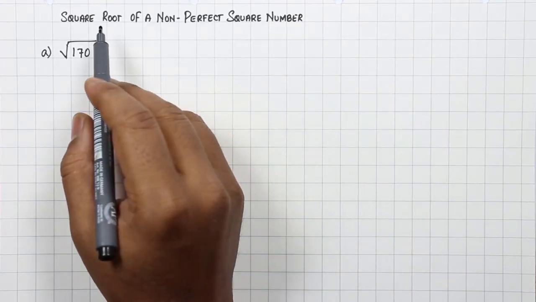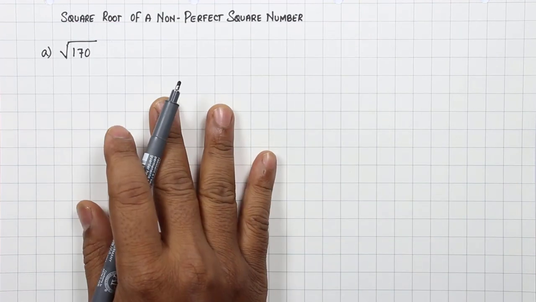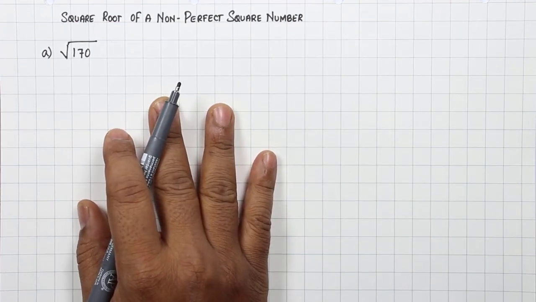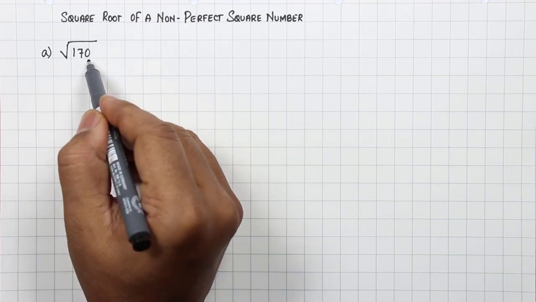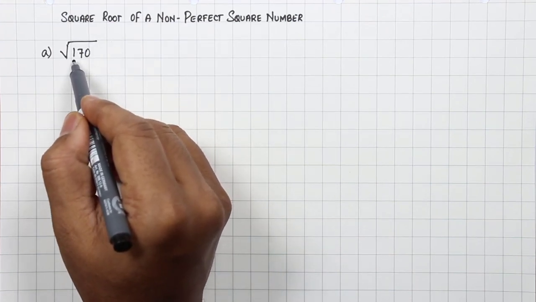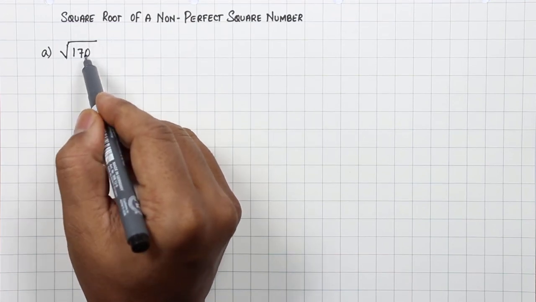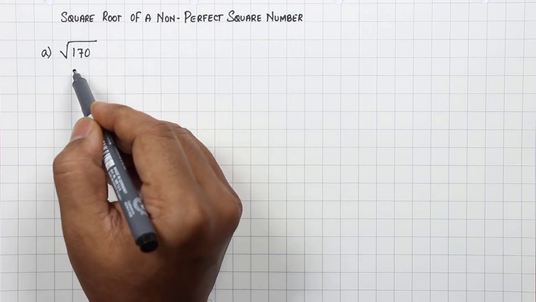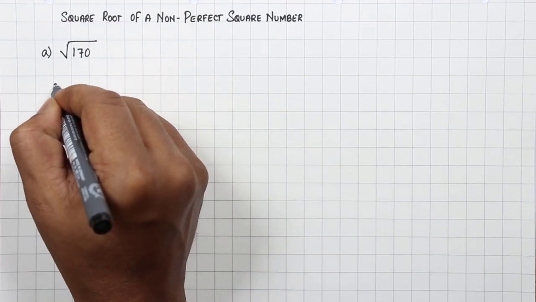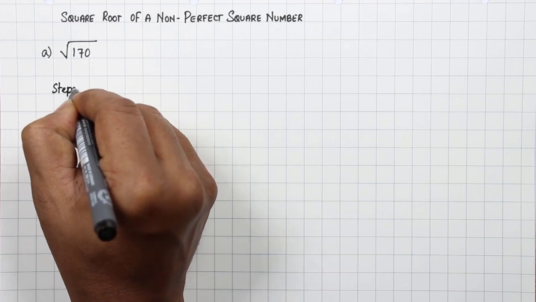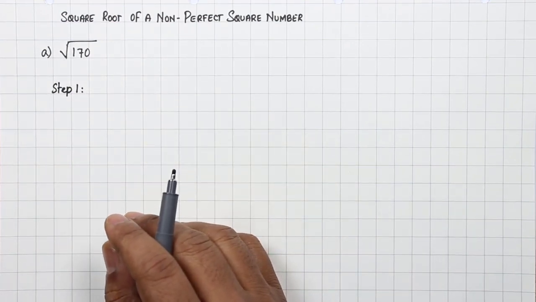Now, how do you find out the square root of a non-perfect square number? This method is slightly simpler, so it is easier to understand. Say for example, I have the number root 170. So, 170 is a non-perfect square. How do you find out the square root of this number close to 2 decimal places? Now, the first step is to find the square root to the nearest integers.